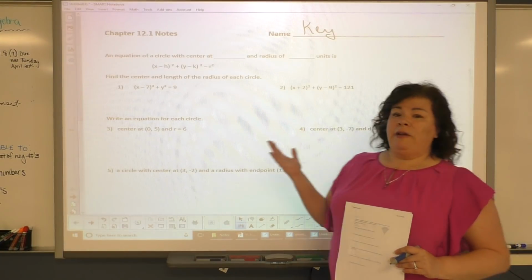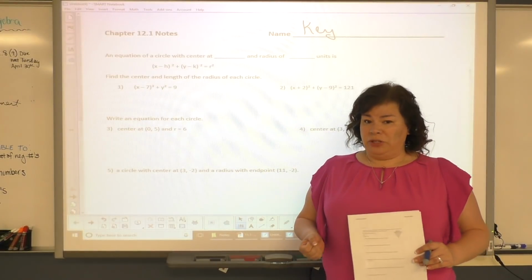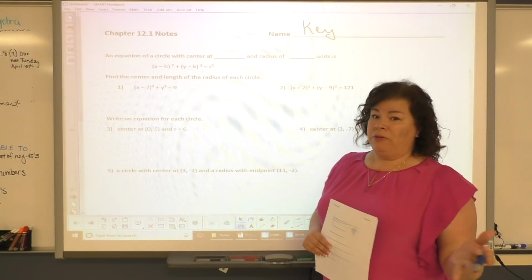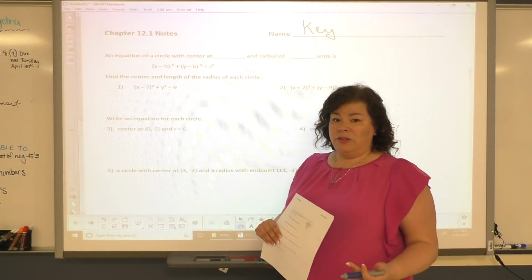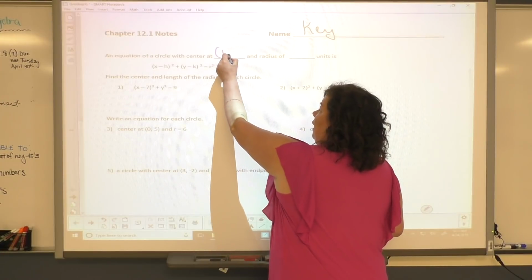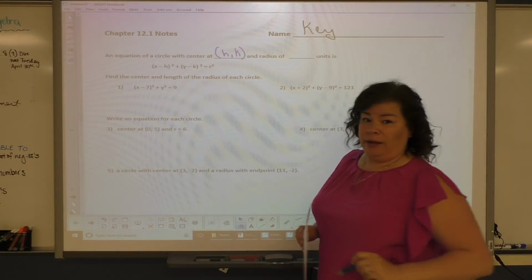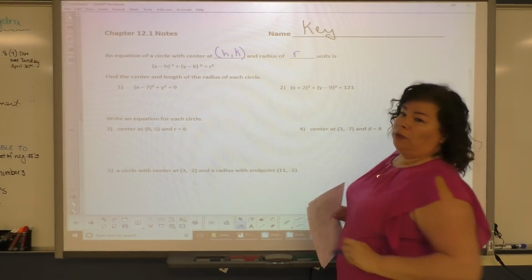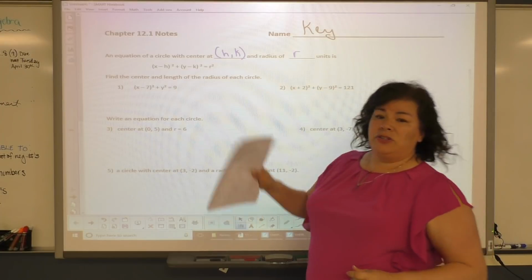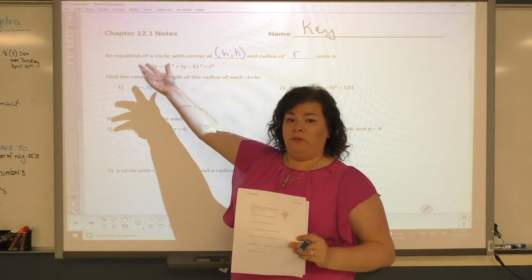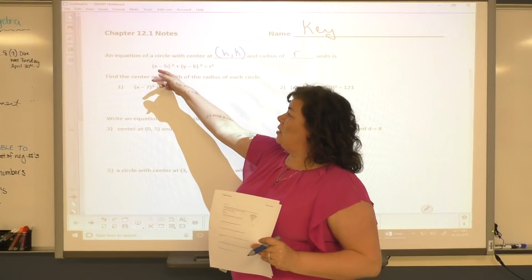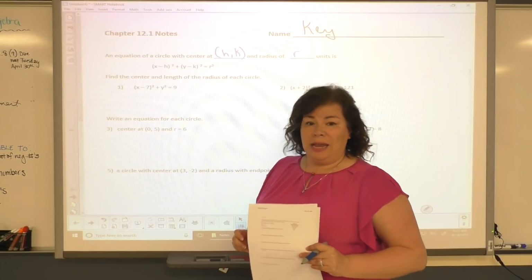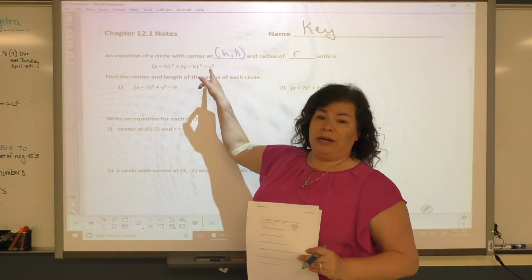All right, so today for 12.1, we're going to talk about equations of circles. An equation of a circle actually has a center. And we know that because that's how you name a circle. The center of the circle is at the ordered pair h, comma k. And it also has a radius of r units. And the equation of a circle is right here. This is the general form for the equation of a circle. It's the quantity x minus h quantity squared plus y minus k quantity squared equals radius squared.